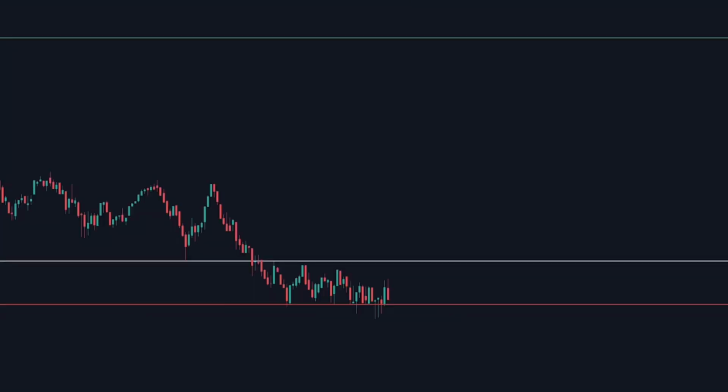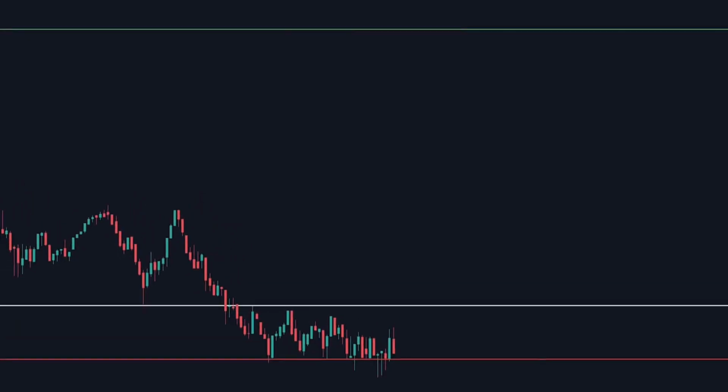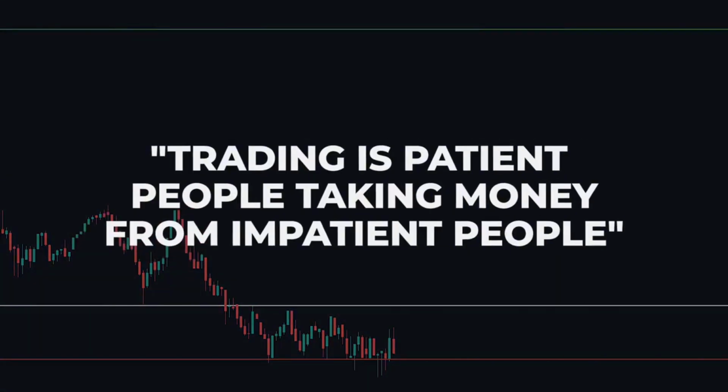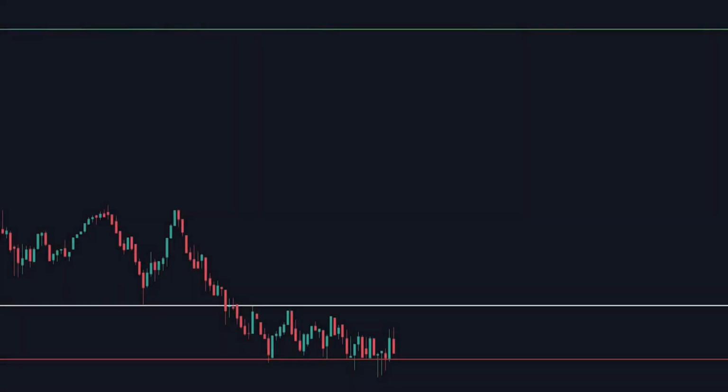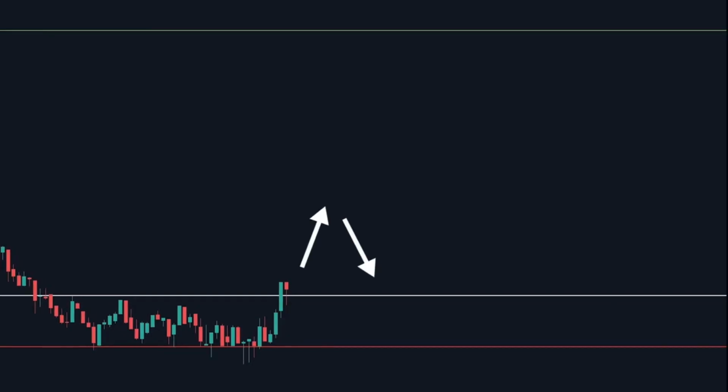We're going to keep the exact same support, resistance, and take profit line. The only thing we're going to add to the strategy is a little bit of patience. One of my all-time favorite quotes in trading is that trading is patient people taking money from impatient people. And it's so true. Instead of entering when the price breaks through our white resistance line, we're going to wait for a pullback to happen and bounce off our line. You might be saying to yourself, why would we wait for a pullback if we're entering at the same exact price anyways? The answer is taking advantage of your risk to reward ratio.